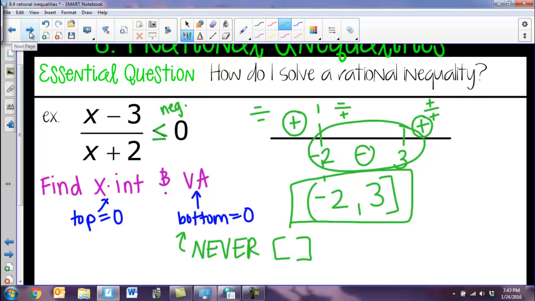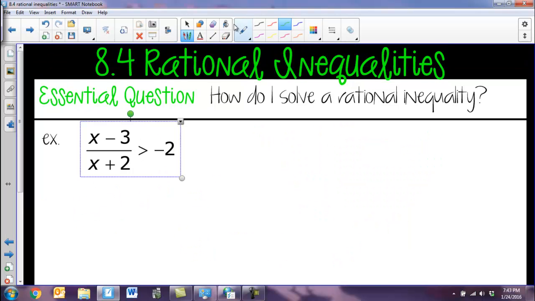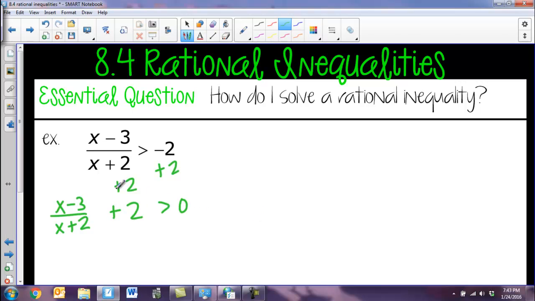The only other way that they could switch this up is to give you something like this, where you don't have it equal to 0. So we have to make sure we move everything to one side so my inequality is set equal to 0. I'm going to add 2 to both sides, so I'd have x minus 3 over x plus 2 is greater than or equal to 0. Before I can do anything with this, I'm going to have to make this into one fraction, so I'm going to have to find a common denominator between these two.